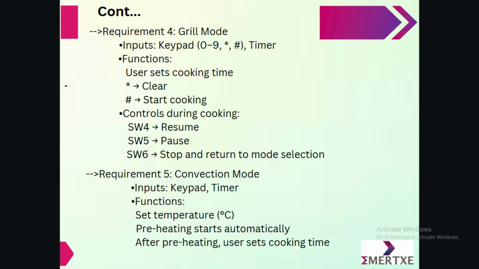And the fourth requirement was grill mode. In this grill mode, it mostly focuses on the grilling operation. The user sets the cooking time, clears it with the star key and starts with the hash key. During cooking, the same control keys like resume, pause and stop are available. This mode highlights how an embedded system can adapt the same hardware to different functionalities by changing the software logic.